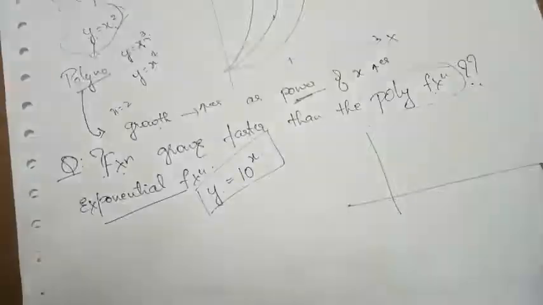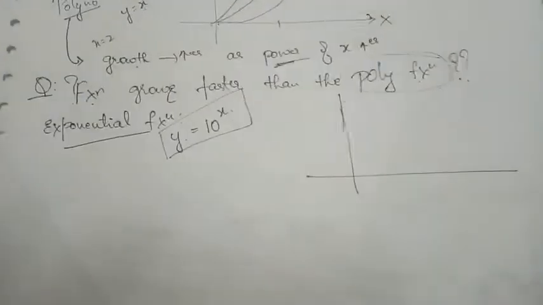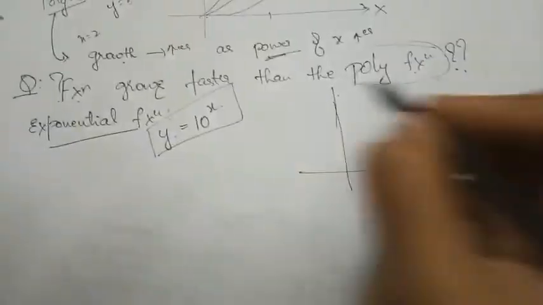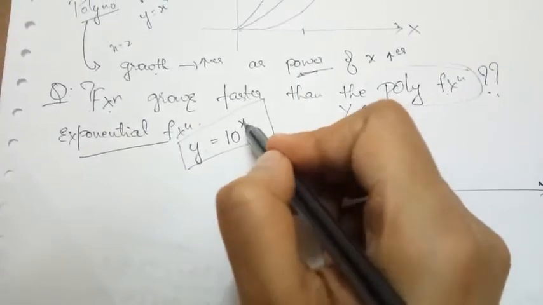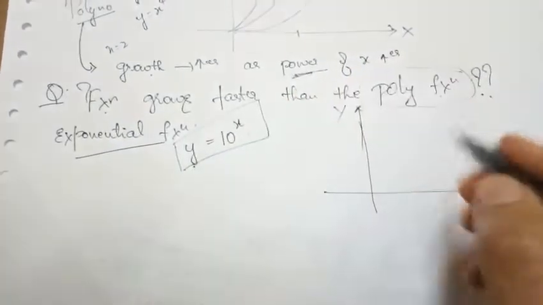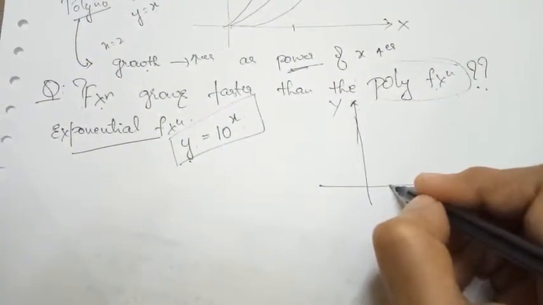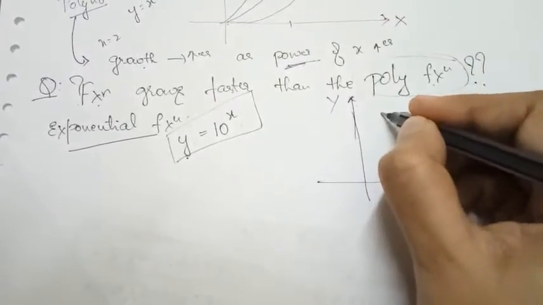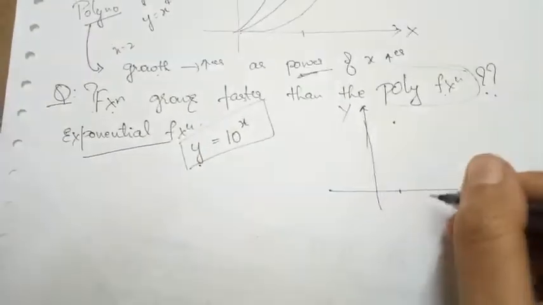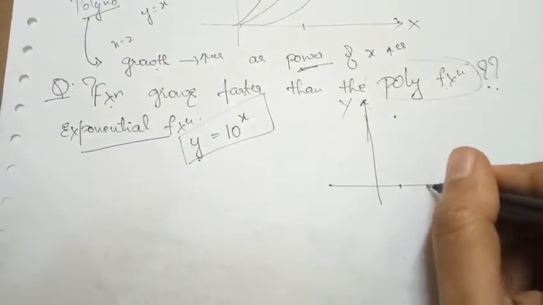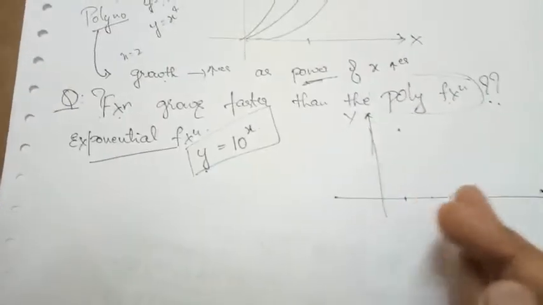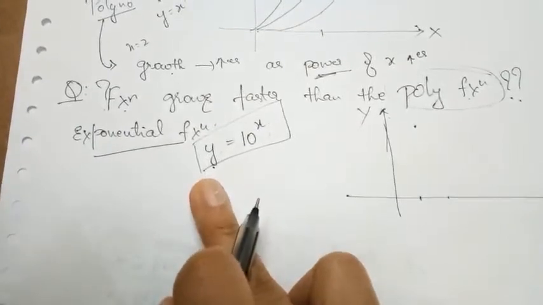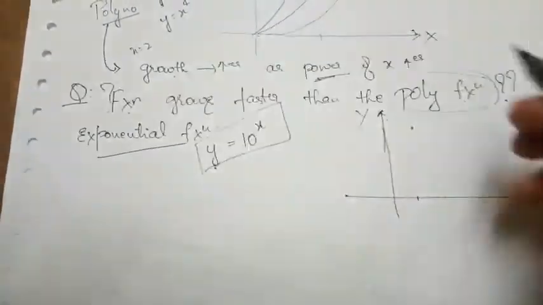Suppose I consider the graph of this function. You can see clearly that this one is the x-axis and this one is the y-axis. When x is equal to 1, y will be equal to 10. When x is equal to 2, drastically, just changing from 1 to 2, what will be the value of y? Here the value of y will be 100.